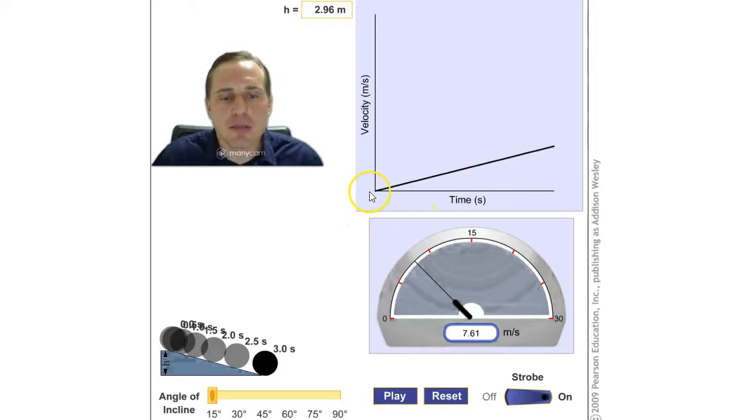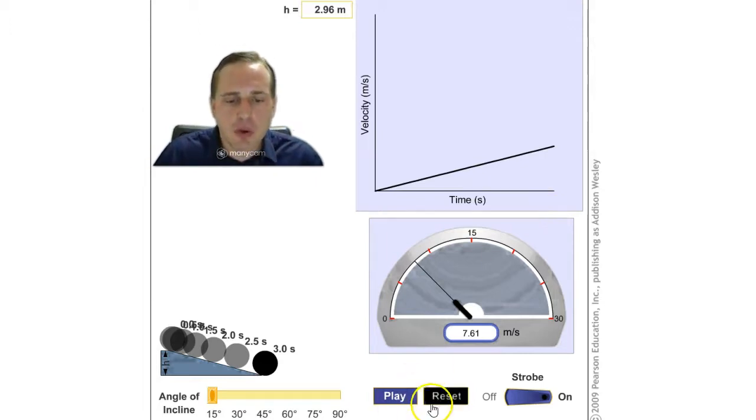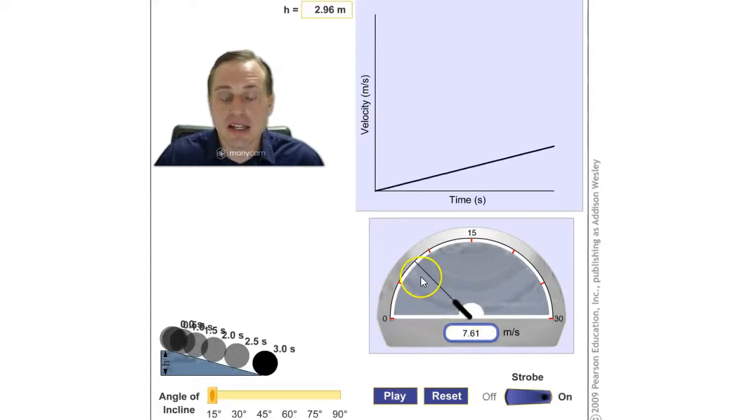Notice that there is a positive slope in the velocity versus time graph, and that signifies that with time, not only is the ball moving, but it's actually moving faster. If you watch this one more time, hopefully you'll see that over here in the sort of this speedometer, the velocity indeed does increase with time. So this is something that Galileo noticed.